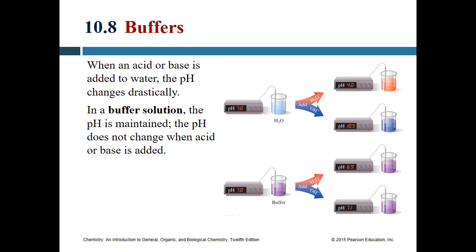But with a buffer solution, when we do the same thing, look at the difference. We started at pH 7 here, we added some amount of acid. The pH went all the way from 7 to 6.9. Added some base, pH went from 7 to 7.1. How? Why? Well, something is going on in here that isn't present in here.